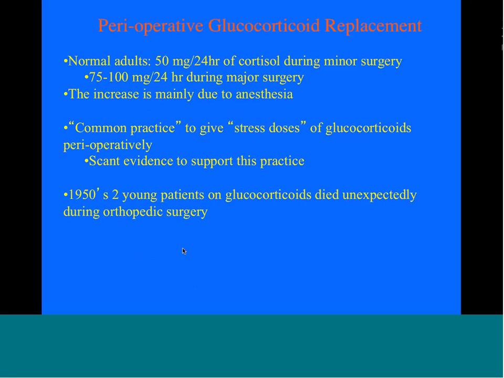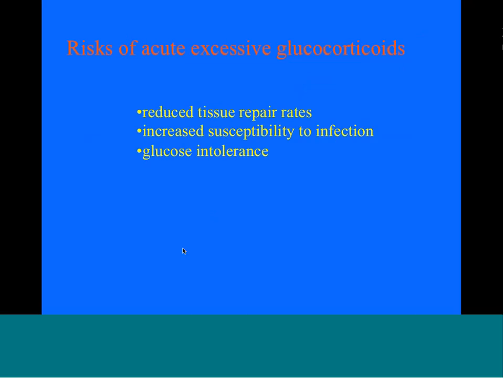Patients going to surgery, it's a big question about how much patients should get. A normal adult during surgery makes more cortisol, 50 milligrams per day during minor surgery, 75 to 100 milligrams during major surgery. A lot of this is due to anesthesia. And it's common practice to give what's called stress dose of glucocorticoids perioperatively with scant evidence to support this practice. In the 1950s, 2 young patients on glucocorticoids died unexpectedly during orthopedic surgery, and this has led to this idea about stress dosing during surgery. The risks of excessive glucocorticoids include reduced tissue repair, increased susceptibility to infections, and glucose intolerance.